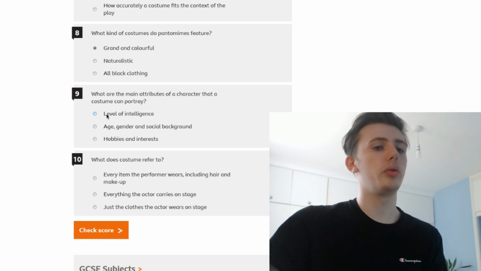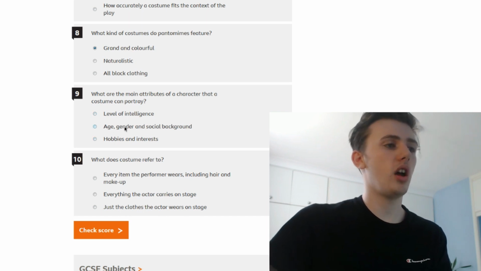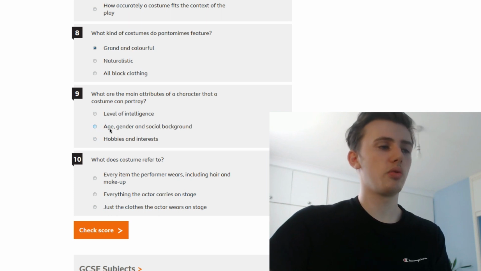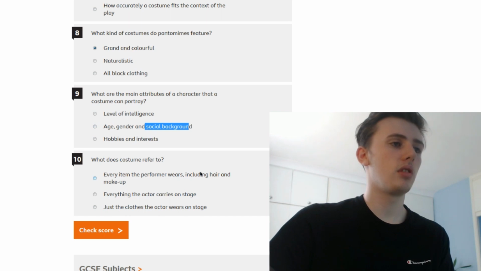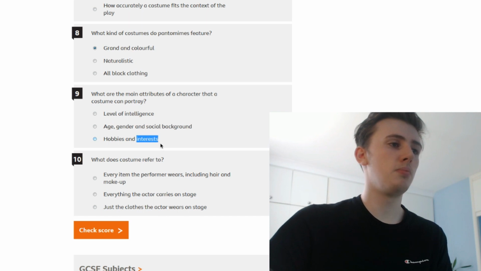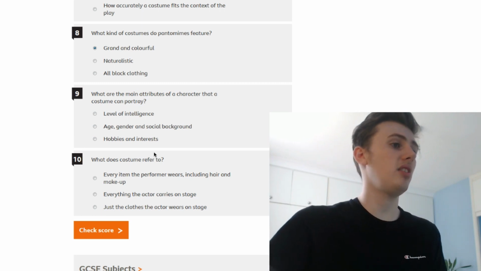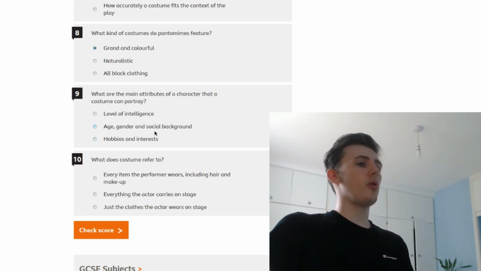Level of intelligence. Dumb people typically wear thick clothes when it's really hot, but when it's really cold, they wear T-shirts. Age, gender, and social background. Women typically wear bras, men don't. Age: old people typically are not as revealing as young people. Social background: people who commit crime normally have a gun or a knife on them. Hobbies and interests. My interest is being autistic, so I carry an actual camera to make sure that if I see any trains, I can take a picture of them. I don't know, okay? Hobbies. Fam, I don't know. I'm just going to say that one.